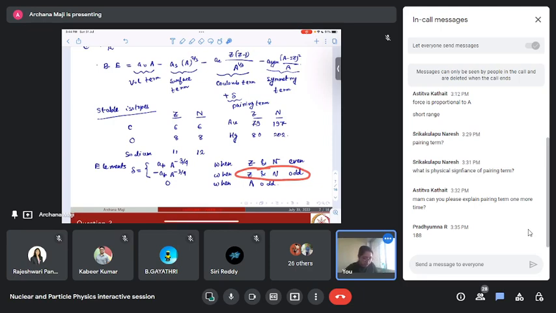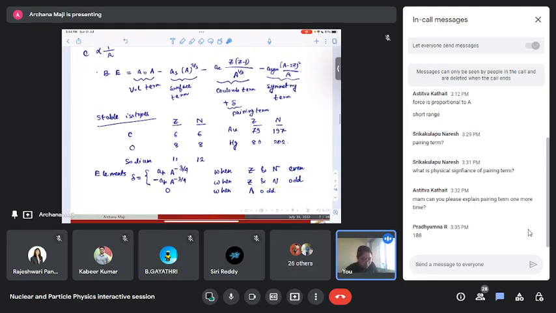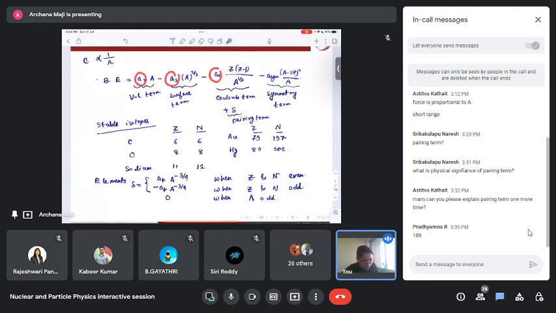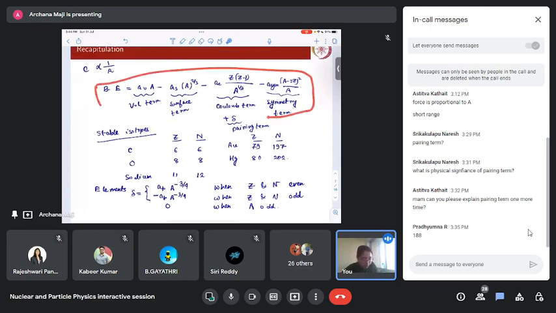Okay, and these values of AV, AS, AC, symmetry and AP are all determined experimentally. This formula is called the semi-empirical formula, because some of the quantities we are taking from experiment and some things we are saying theoretically. So this binding energy expression in terms of A and Z is a semi-empirical formula.